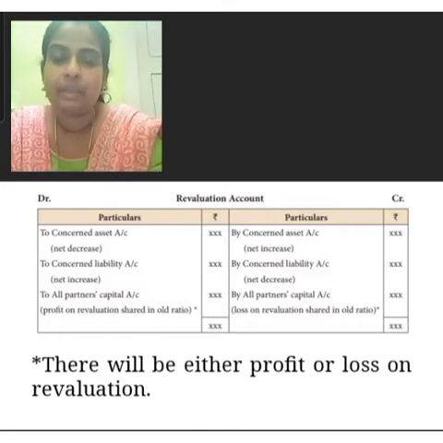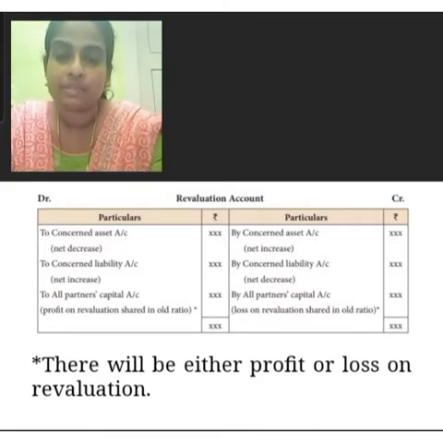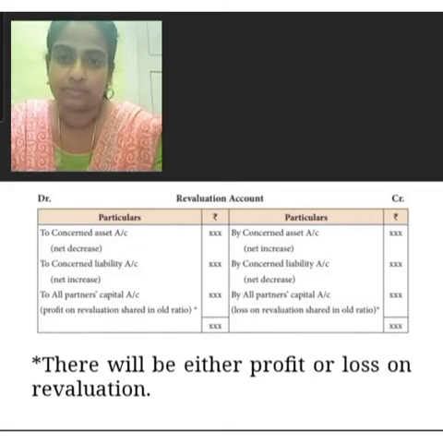Sometimes there may be unrecorded liabilities. That unrecorded liabilities should be recorded on the debit side of the revaluation account.